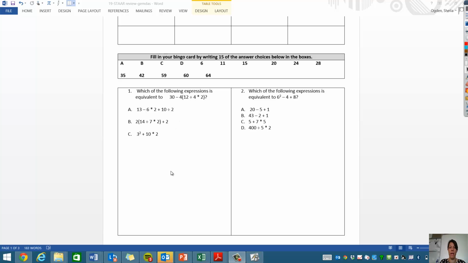We're going to be reviewing the order of operations today, or the PEMDAS, GEMDAS. It's on the back poster on the window. So these are numbers 1 and 2 on your bingo card.